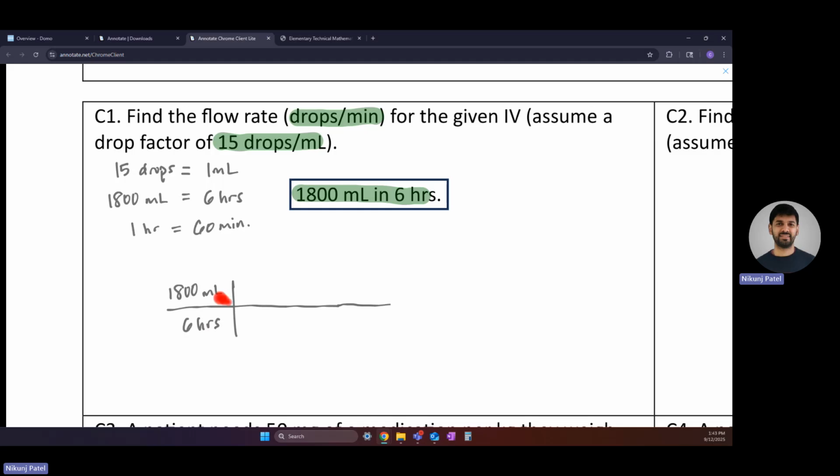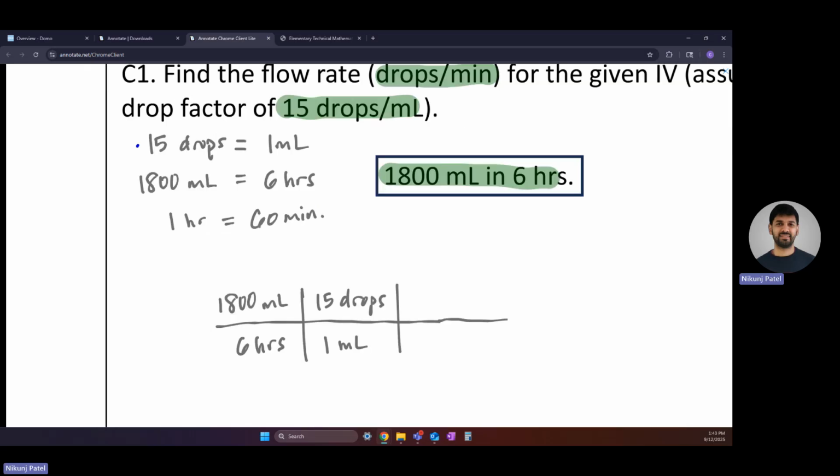We're still going to follow the same pattern though. We had milliliters up here, so we want to place milliliters in the denominator of the next one. And we know that the flow rate, the drop factor, sorry, is 1 milliliter is equivalent to 15 drops. We got that from this first one right here. So our milliliters cancel. We also used that one. So the only one that's left is this right here.